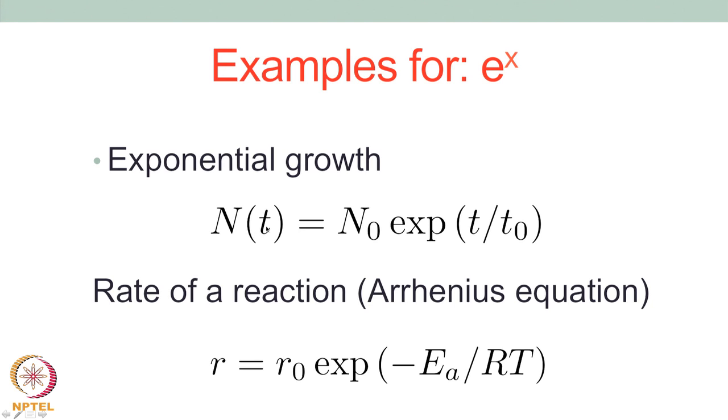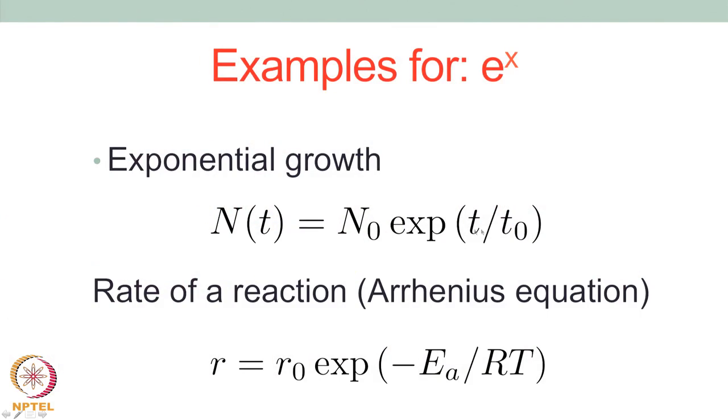We will learn about exponential growth, but this implies that the number of cells or number of bacteria or number of anything that is growing has this form, n is n0 e power t by t0. So with time this increases exponentially. So this is one example, and we will come back and discuss this. You can again here see there is t by t0, it's a dimensionless quantity.